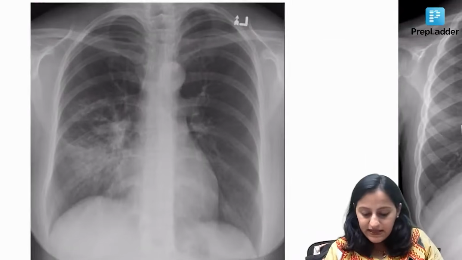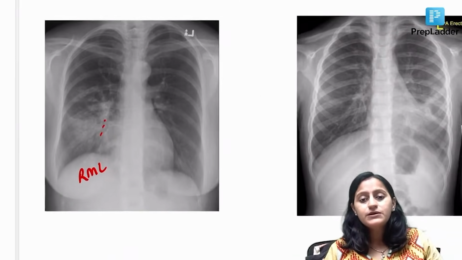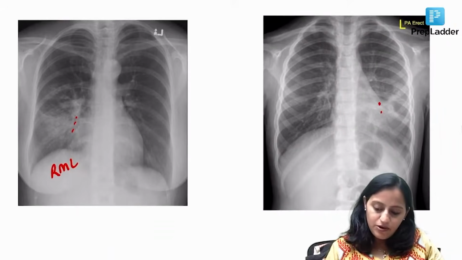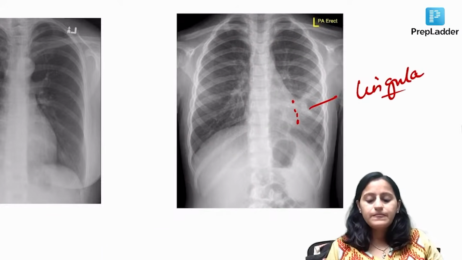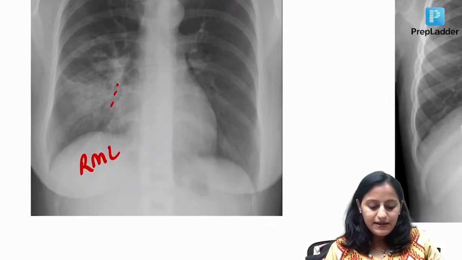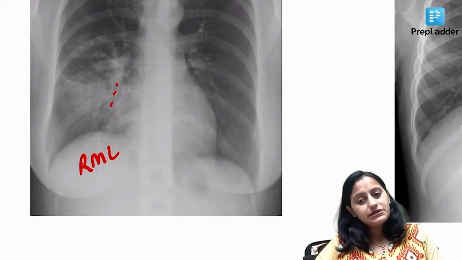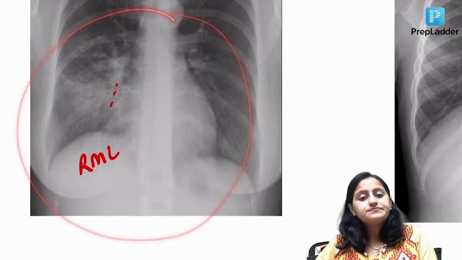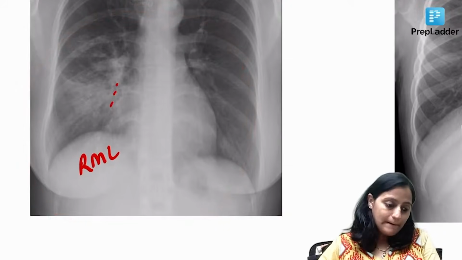If it is the right heart border which is not clearly seen, it is right middle lobe. If it is the left heart border not clearly seen, it is the lingular lobe. Okay, it is the lingular lobe. Now this image, tell me whether this is right middle lobe pneumonia or is it right pleural effusion?